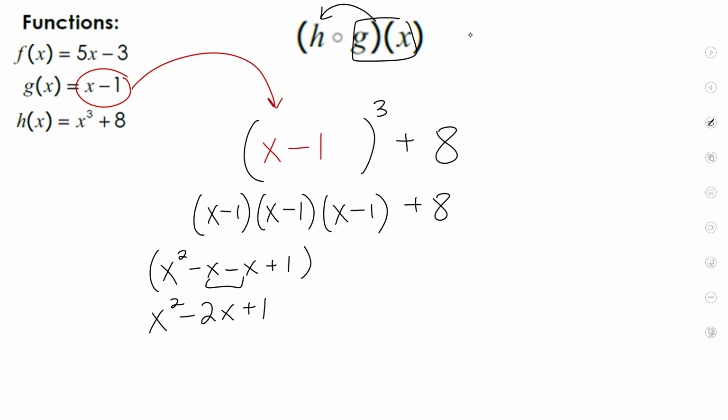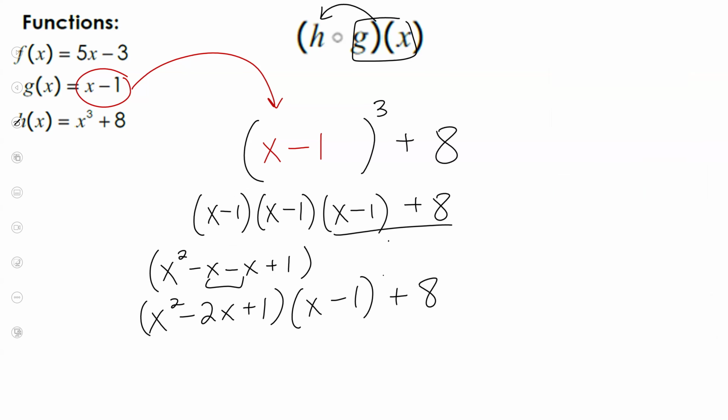All right, guys, so we multiplied out the first two. Let's just bring everything else down. So I'll put that in parentheses. X minus 1 plus 8. We just brought this stuff down. Okay, let's continue multiplying, guys. X squared times another x is what? X cubed. X squared times -1, -x squared.